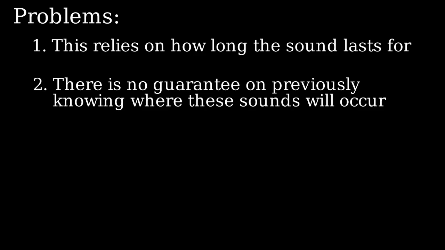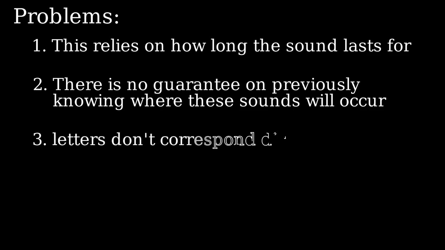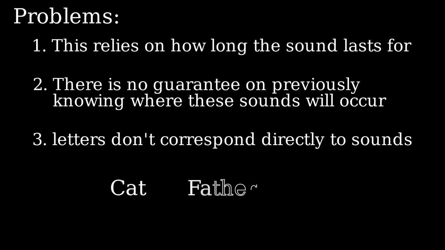The second problem is that there's no guarantee on previously knowing where these sounds will occur. We need a way to move the sound around to indicate when the sound is happening. The third problem is letters don't exactly correspond directly to sounds. For example, A can be the sound in cat or father or arise, and that sound could be even different depending on the environment. All of these are different A sounds.